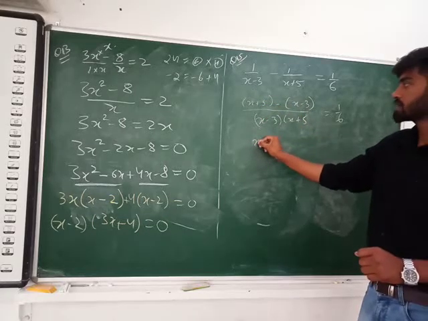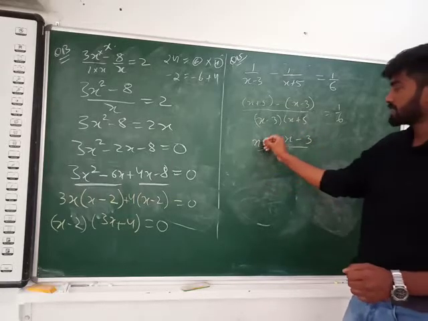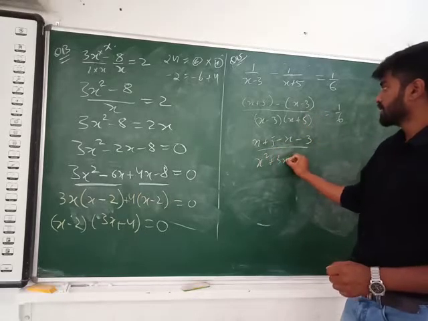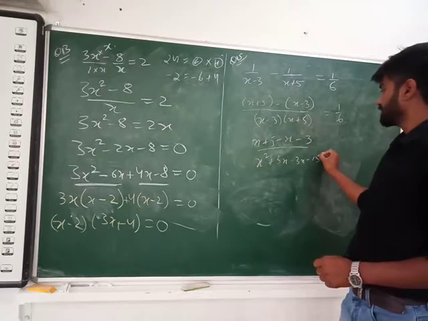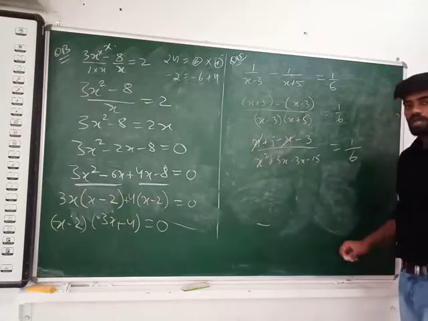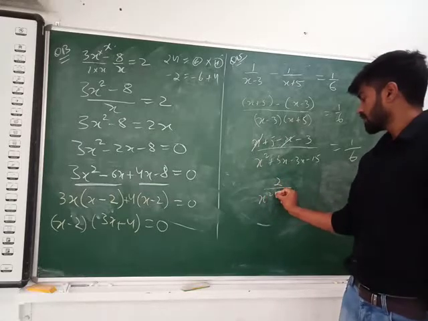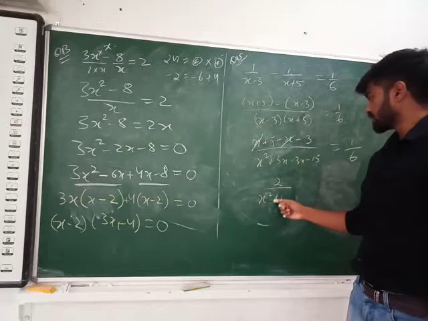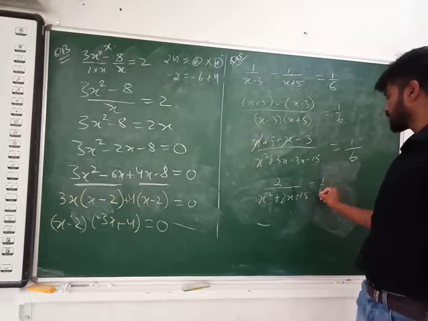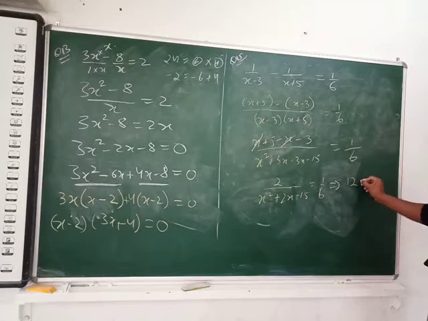Now अब क्या करेंगे हम लोग, हम कोशिश करेंगे कि यहाँ पे सॉल्व हो जाए। तो कितना हो जाएगा x plus 5 minus x minus 3 upon, if I multiply this I'll be getting x square plus 5x minus 3x minus 15 equals to 1/6, and this x can be cancelled out, and 5 minus 3 is equals to 2 upon x square plus 2x minus 15 equals to 1/6. Now this goes on the other side, और ये 12 हो जाएगा, 6 twos are 12.